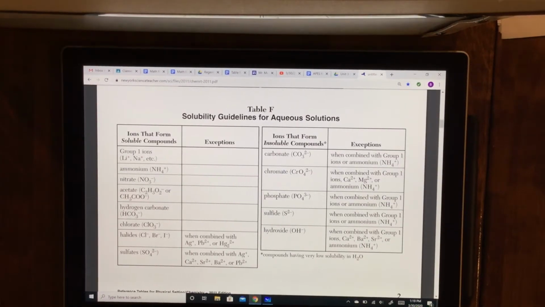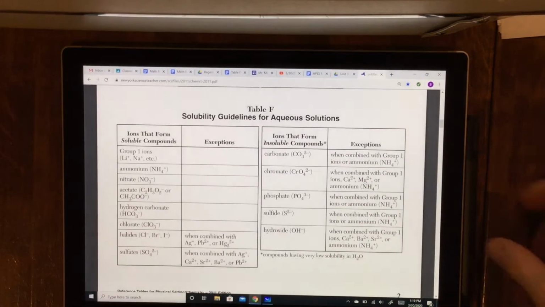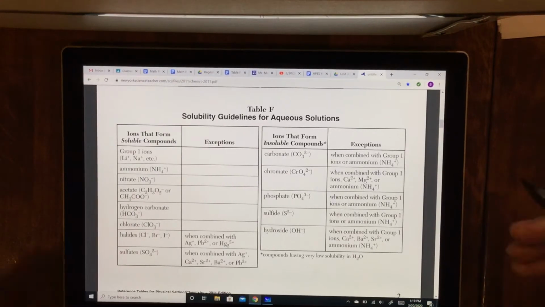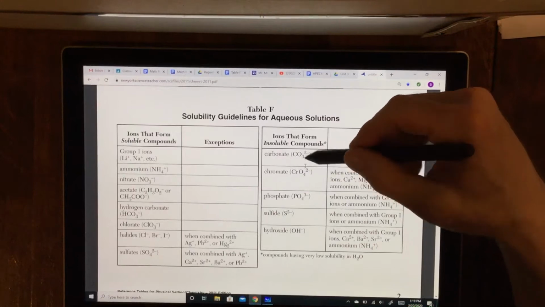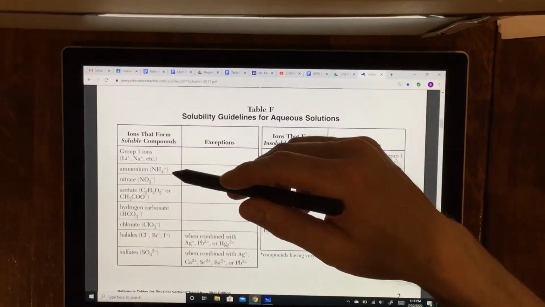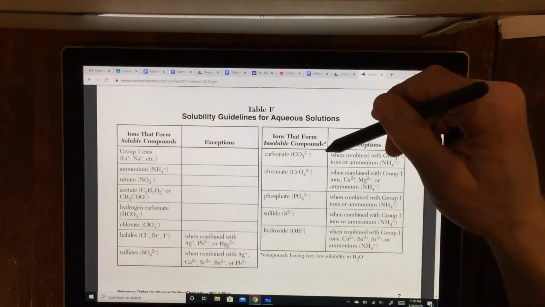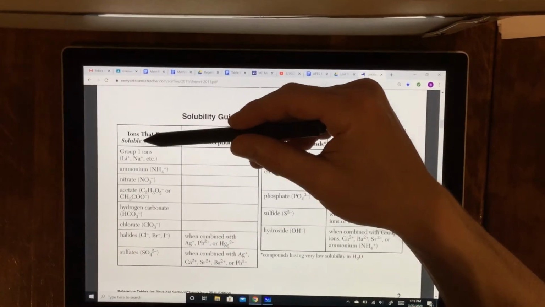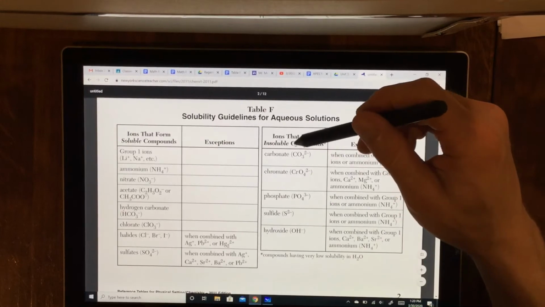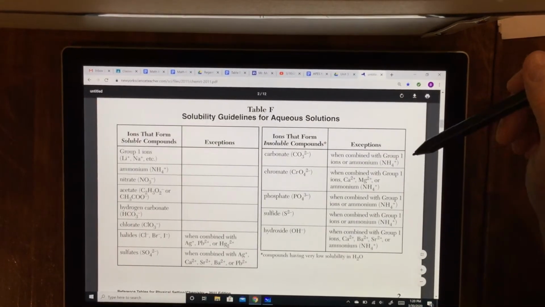Hey guys, today we're going to learn about table F in less than 10 minutes here. All right, so table F basically tells us if a compound is soluble or insoluble in water. Soluble means it will dissolve. Insoluble means it will not dissolve.